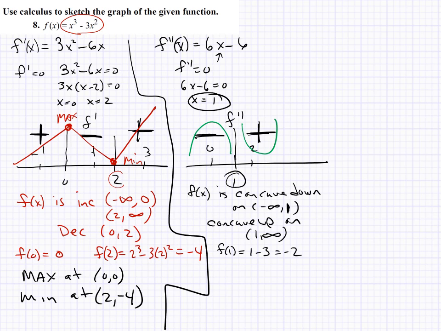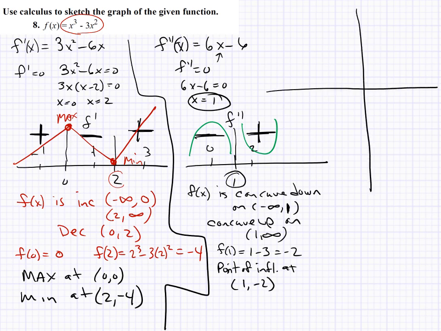And we can say there's a point of inflection at (1, -2). All right, now I'll start putting this together here. So what do we got? Well, we have a couple of points here. We got (0, 0). We have (2, -4). And we have (1, -2). So these are a couple of points that we know our graph goes through.